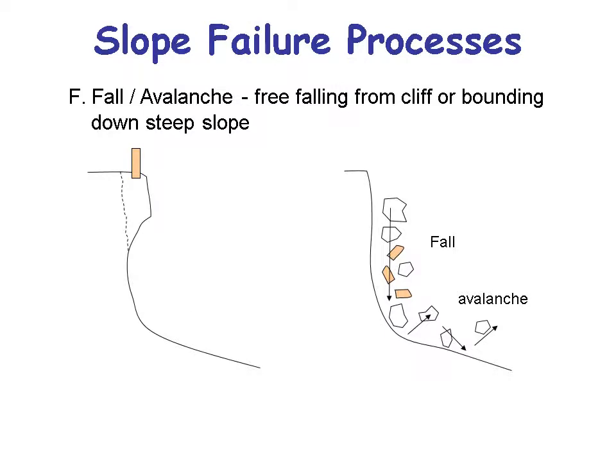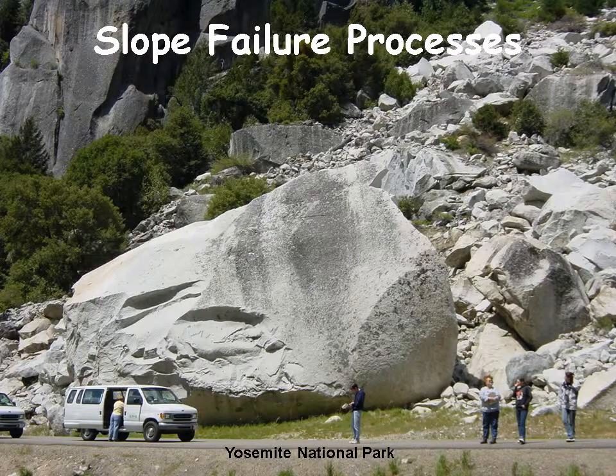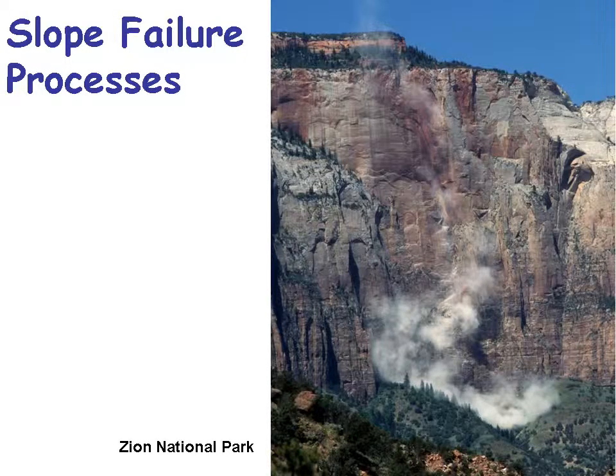Finally, we see a type of slope failure process as a fall or an avalanche, where you have a free falling rock from a cliff, and it just falls as fast as it can because it's just free fall. And here's an example from Yosemite where the rock just free fell from on up the hill, and it's not where you want to be when that happens. And here you have a picture from Zion National Park of an avalanche coming off the side of that cliff.